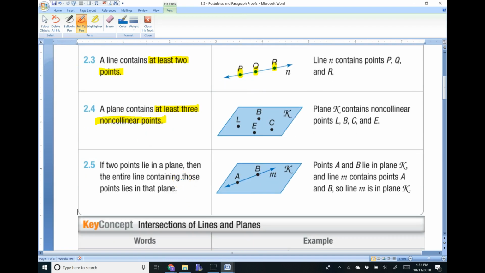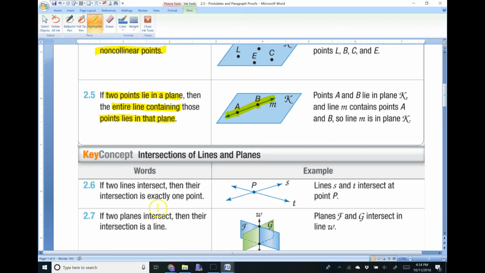2.5, if 2 points lie in a plane, then the entire line containing those points lies in the plane. So if 2 points lie in the plane, points A and B, then the entire line containing those points lies within that plane. In this case, points A, B create a line M, which lies on plane K. Okay, and you can read all the information there on the right, and we're going to refer back to these guys too. So 2 points lie in the plane, and then the entire line containing those points lies in that plane.